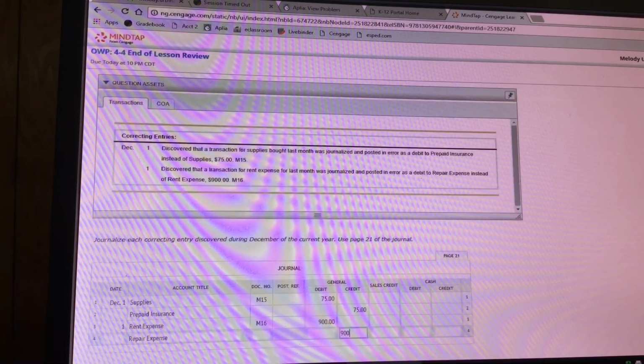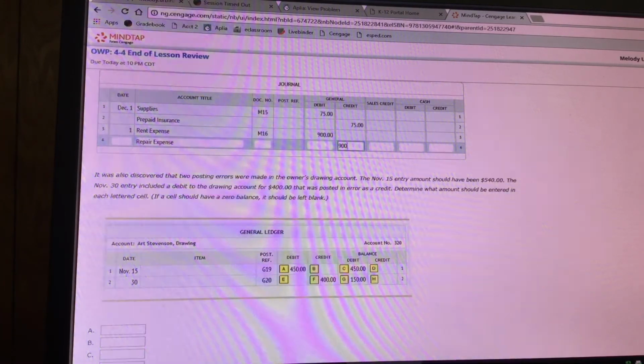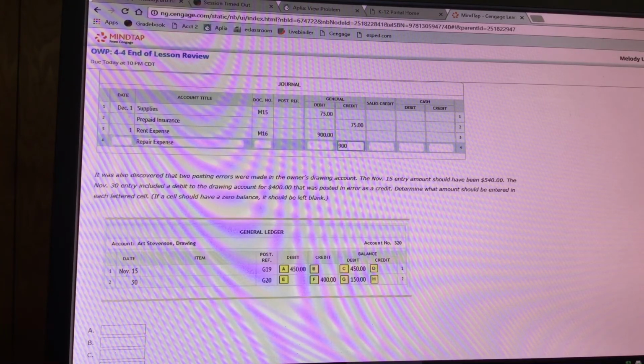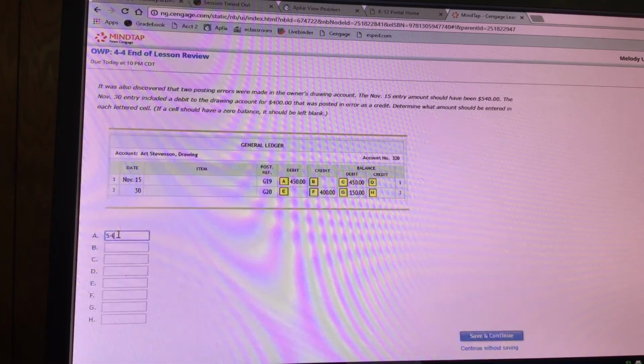The second part of the assignment is going to be when you have an incorrect amount. So the date is correct, the post reference is correct, you are actually in the correct account, but for some reason the numbers were inverted or incorrectly entered. So for instance, on November 15th, I should have put $540, but I accidentally put $450. So where it says box A, I put the numbers opposite. So I'm going to put the correct amount over here in box A. So $540.00.